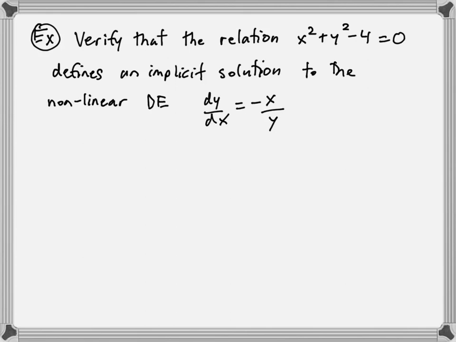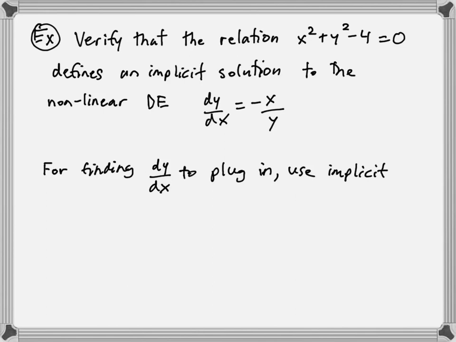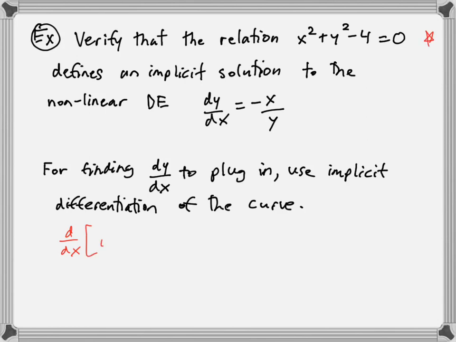Well, we need to find dy/dx. So for finding dy/dx to plug in, use implicit differentiation of the curve. Okay, so the curve is over here. We want to do d/dx of this guy. If I do d/dx of that, I end up with the following thing. I have 2x plus 2y times dy/dx is equal to 0.